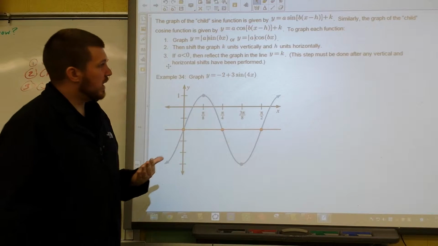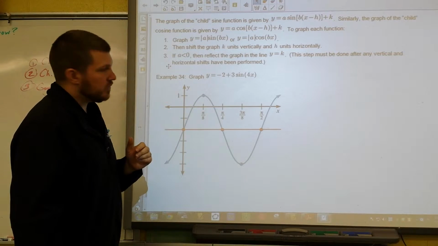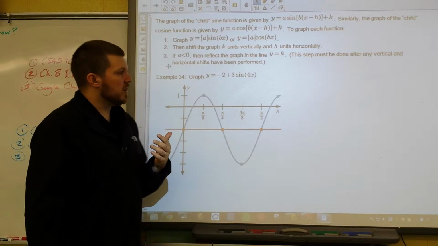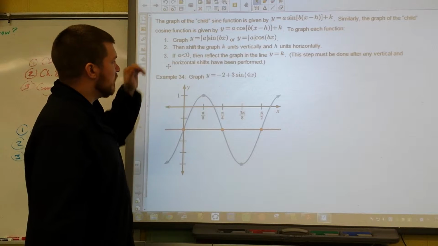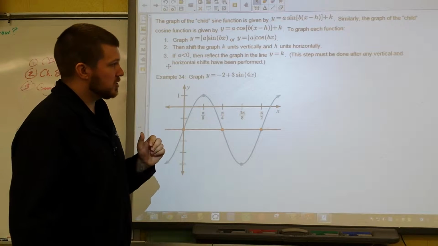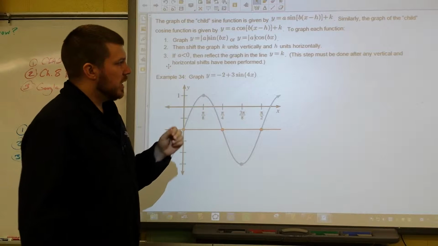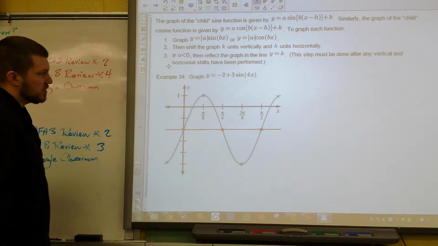And like we've done in the past, to graph our transformed child function, we're going to start by graphing our parent function, then shift the graph k units vertically, h units horizontally. We've done that in the past. Then, if a is negative, we reflect the graph into line y equals k. I call that the midline. This has got to be done after any vertical and horizontal shifts have been performed.